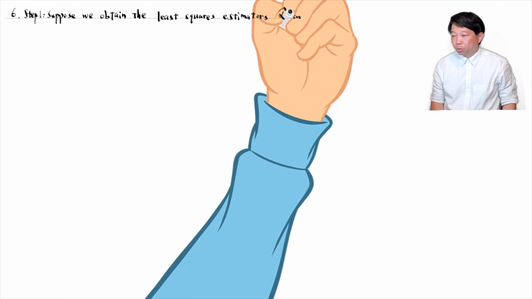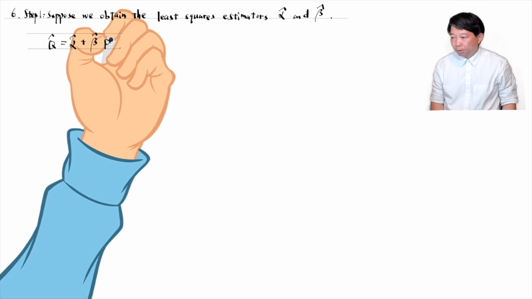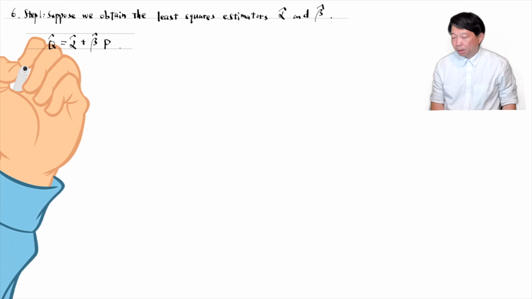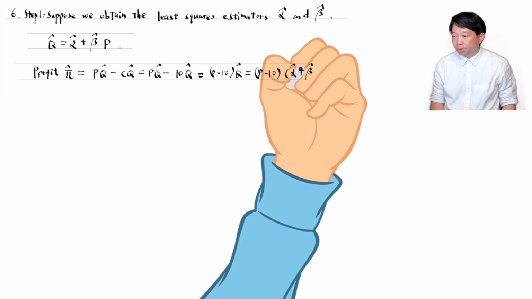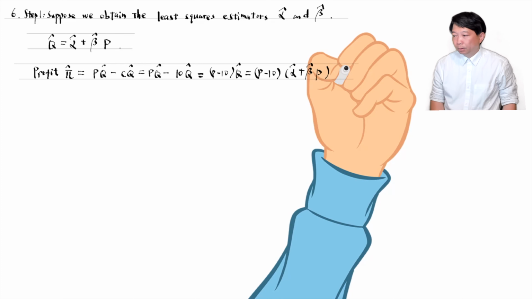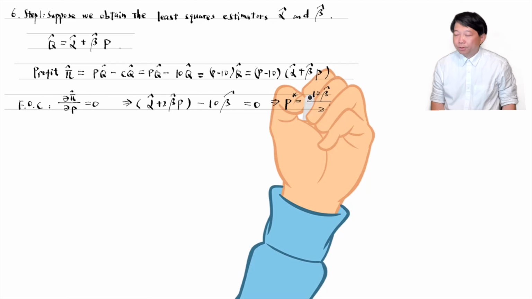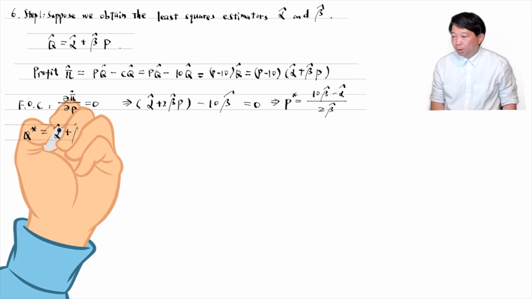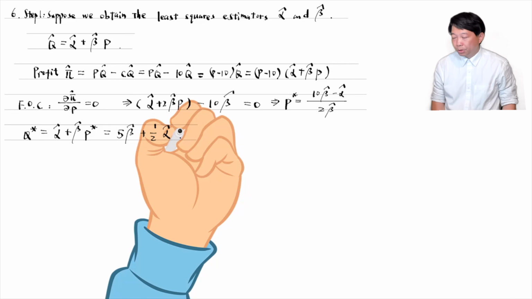Suppose we obtain the least squares estimators, alpha hat and beta hat. The expected quantity is alpha hat plus beta hat times P. We can write the expected profit pi hat in terms of alpha hat, beta hat, and P. The first order condition for maximization is the first derivative of pi hat with respect to P equals 0. We can obtain the profit maximizing price P star and quantity Q star. They are functions of alpha hat and beta hat.